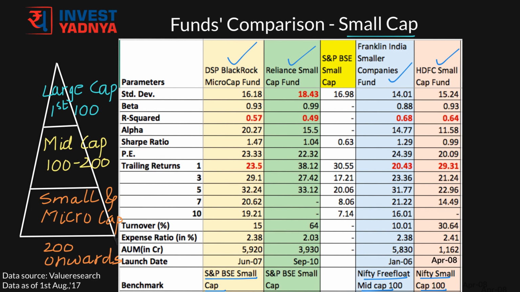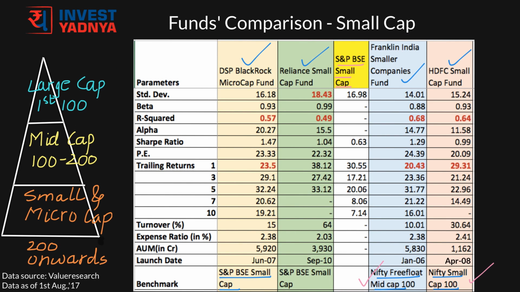As you know, we usually pick up an index to compare with the mutual funds, and in this case, we've picked up S&P BSE Small Cap, as this index has more proportion of small cap stocks, while Nifty Free Float Mid Cap 100 has more proportion of mid cap stocks, and Nifty Small Cap 100 is a blend of mid and small cap stocks. So S&P BSE Small Cap is the one that seems more relevant.